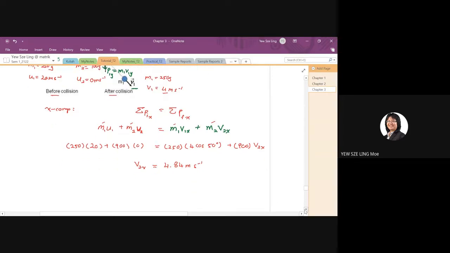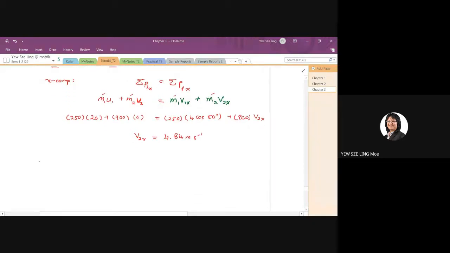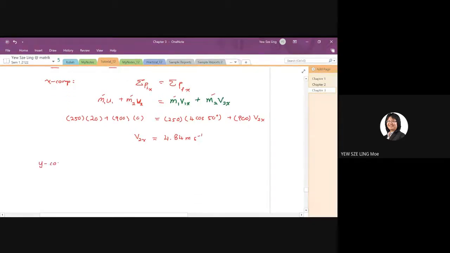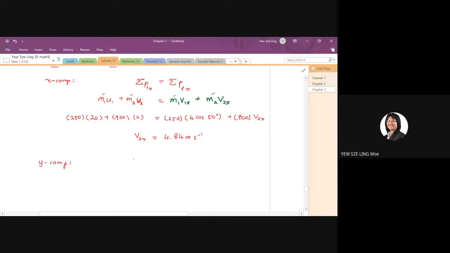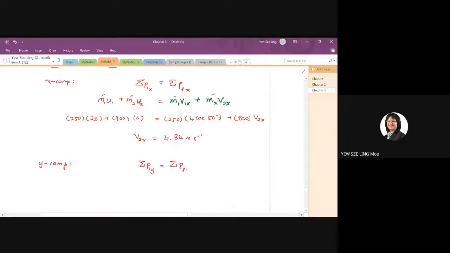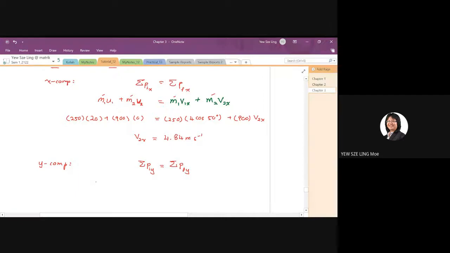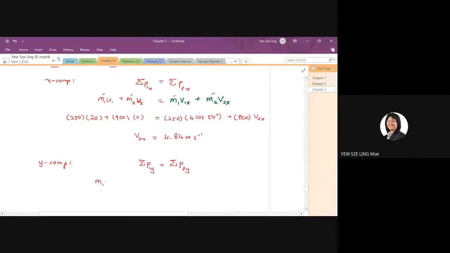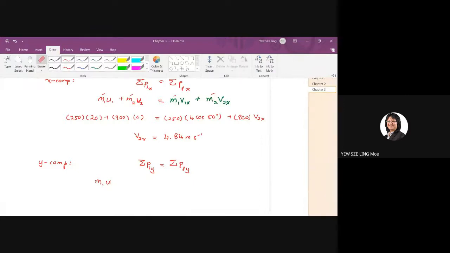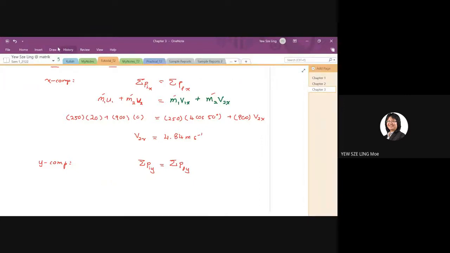Now I'm going to repeat the same thing for the y component. Pay attention, it is quite different from the x component. So p initial along y equals the summation of p final along y. Again, I'm just going to rewrite the equations. m1, now I'm not going to write the front part, the initial. Why? What should I write for the initial?